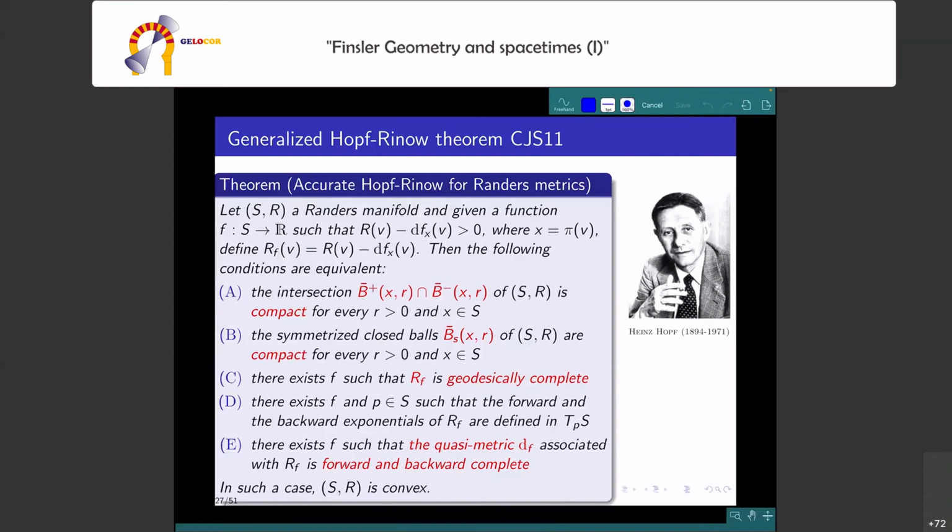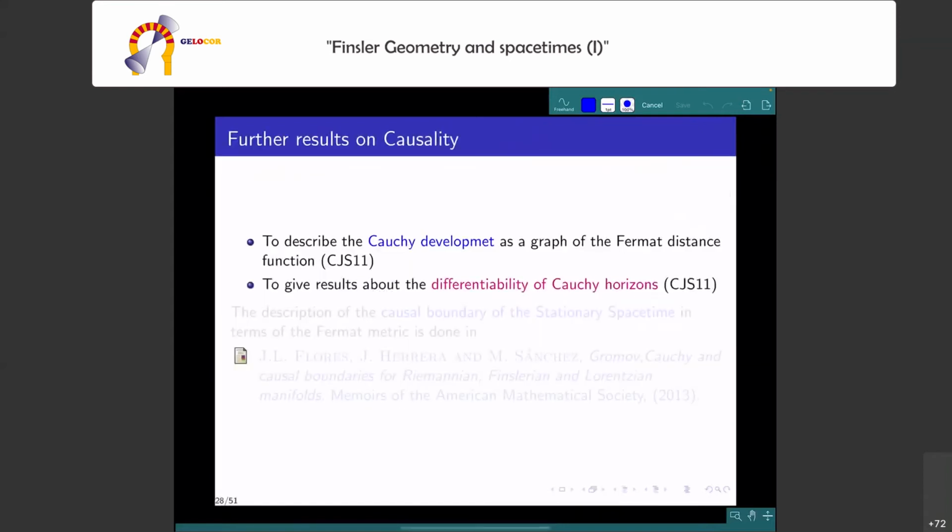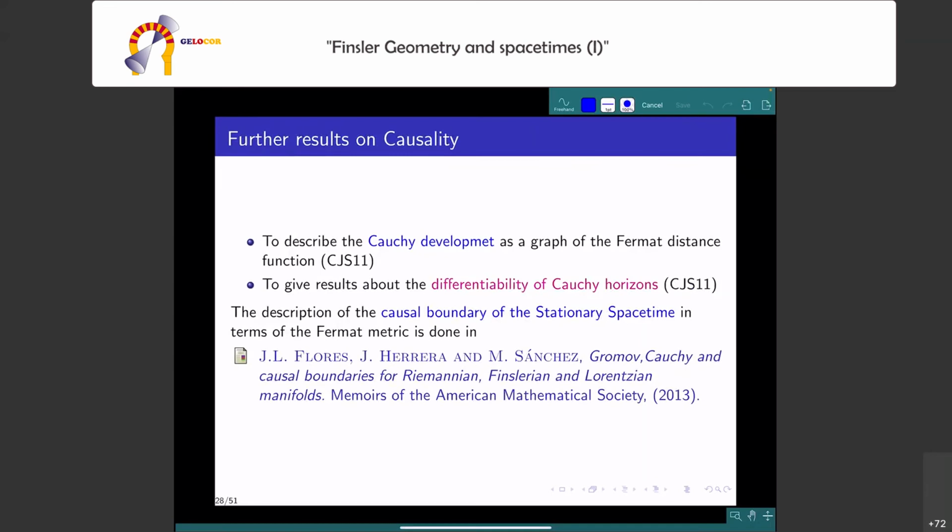Okay, so there are several applications. One can say that we found these results using Lorentzian spacetimes. It is a consequence of this relation between stationary spacetimes and Randers metrics. There are many other results that you can obtain, and you can describe the Cauchy development using the Gromov-Fermat distance. You can give results about the differentiability of Cauchy horizons. You also can describe the causal boundary of the stationary spacetime, which is done in this paper by Flores, Herrera, and Sánchez, 2013.